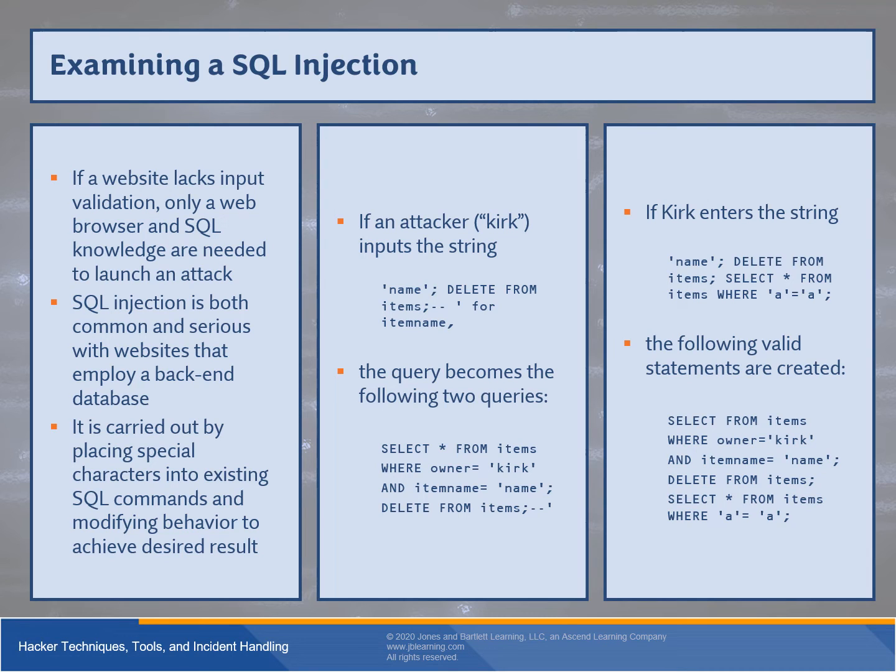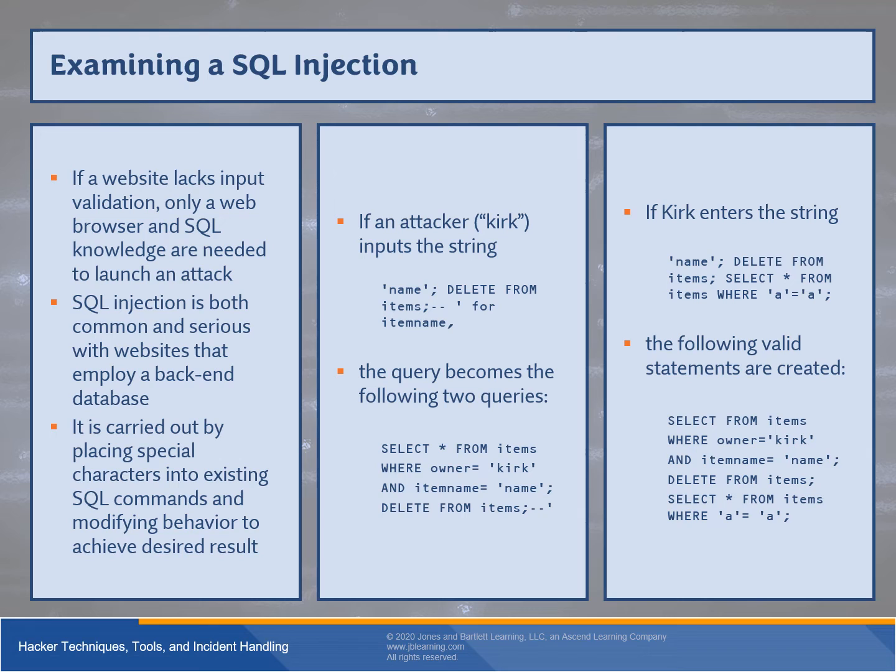So let's say we have an attacker, Kirk, just general. We have a string that Kirk inputs that says name, semicolon, delete from item, semicolon, dash, dash, for item name. So the query actually becomes two queries because of the structure here. So this is where we have select all, that's what the asterisk is, from items where owner equals Kirk and item name equals name. Delete from items.